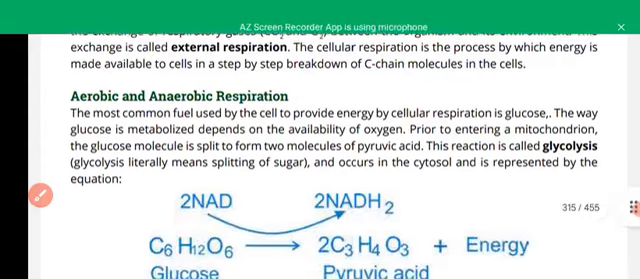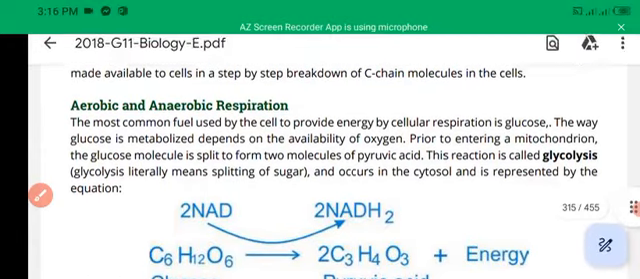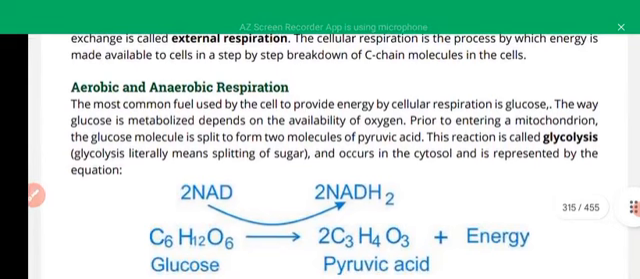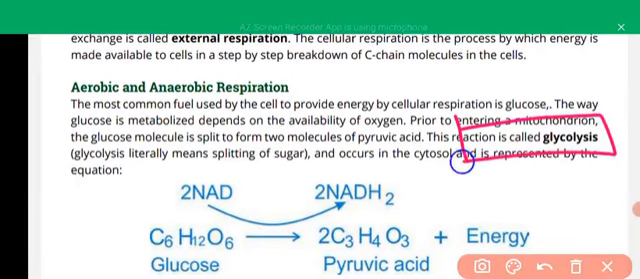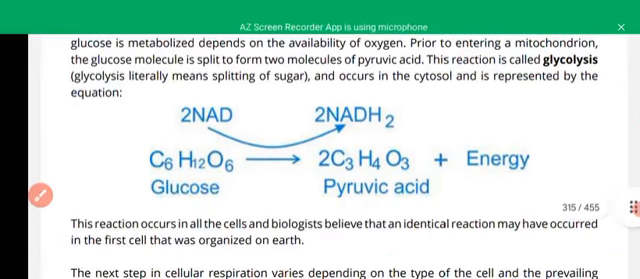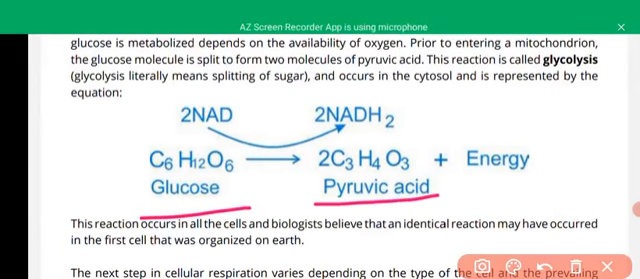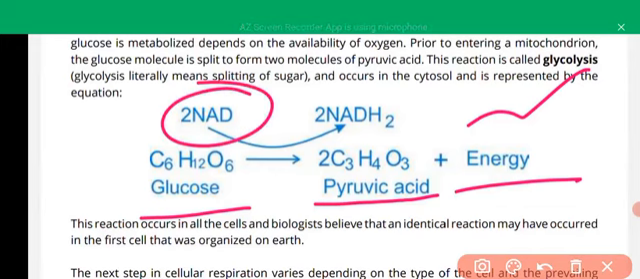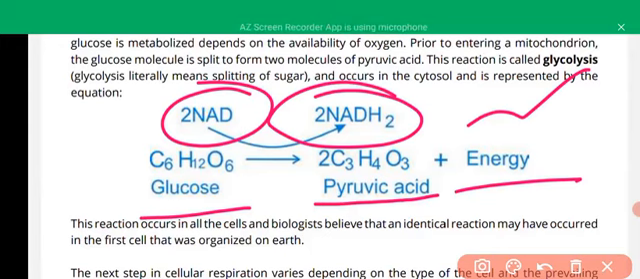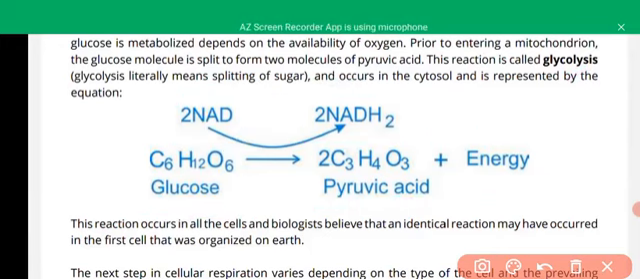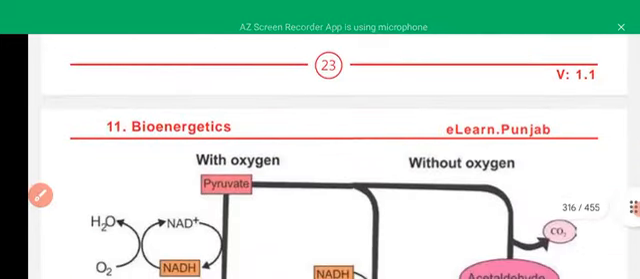Then we came across the process of glycolysis. Glycolysis means the splitting step of glucose. Glucose is broken down into pyruvic acid. It is common to aerobic and anaerobic respiration. In the process, glucose is converted into two molecules of pyruvic acid plus some energy, and NAD is converted into NADH2, that is, it is reduced, and so glucose is oxidized to pyruvic acid. So we can say it is an oxidation process.